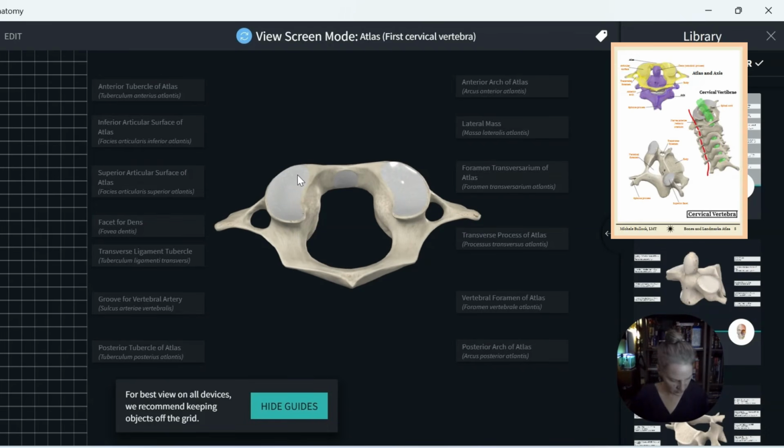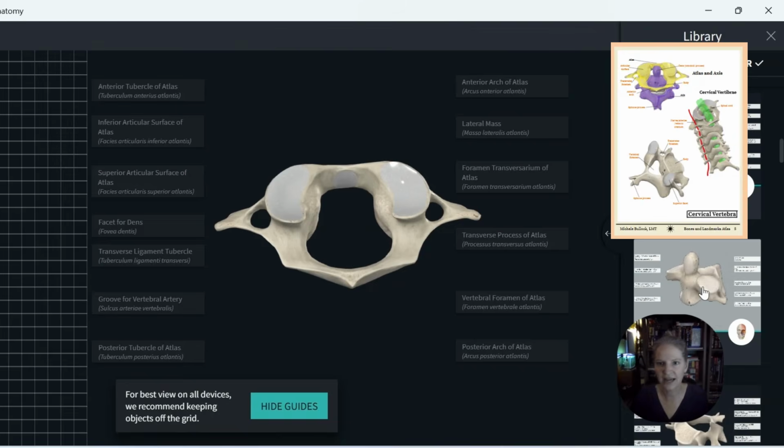Right here we have the articular surfaces. This is where the base of the skull sits on top of the atlas, C1. We've got the transverse foramen and the vertebral foramen, so blood vessels and nerves, and this is for the spinal cord. And then the dens, the odontoid process, sticks up inside here from the axis. So let's take a look at that.